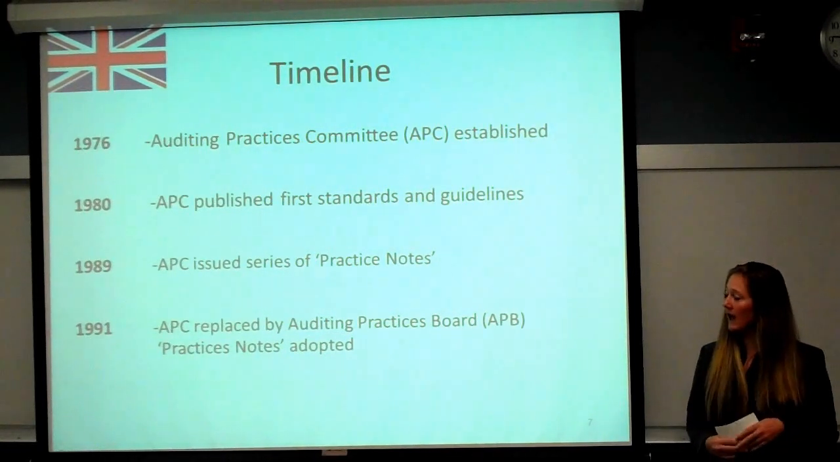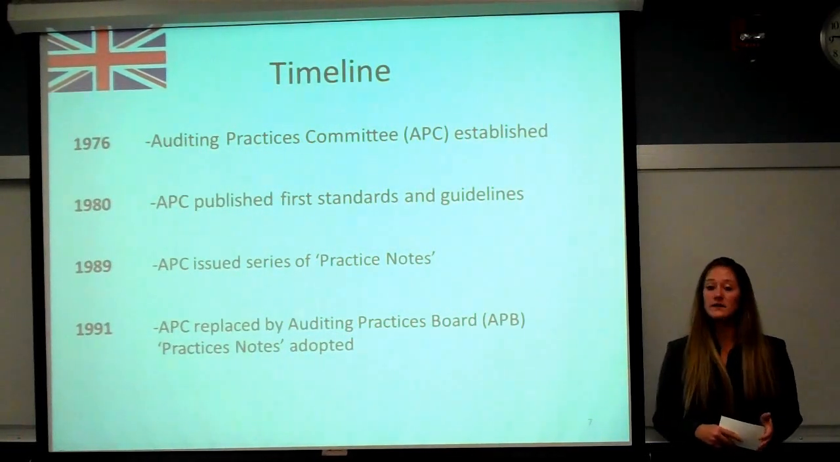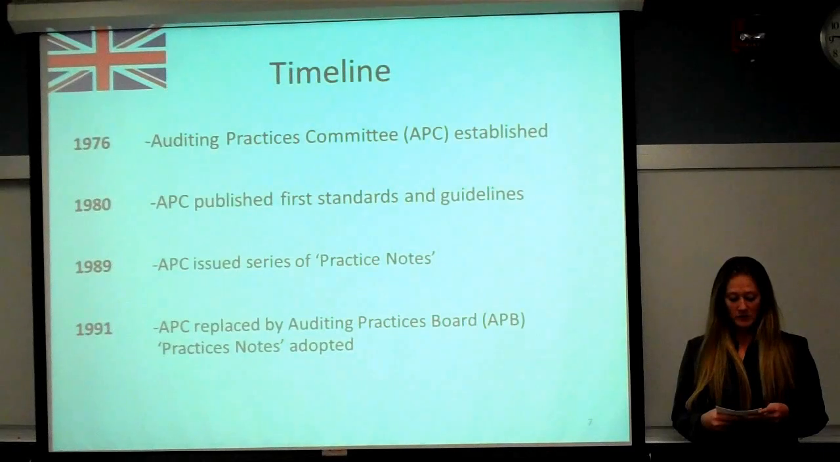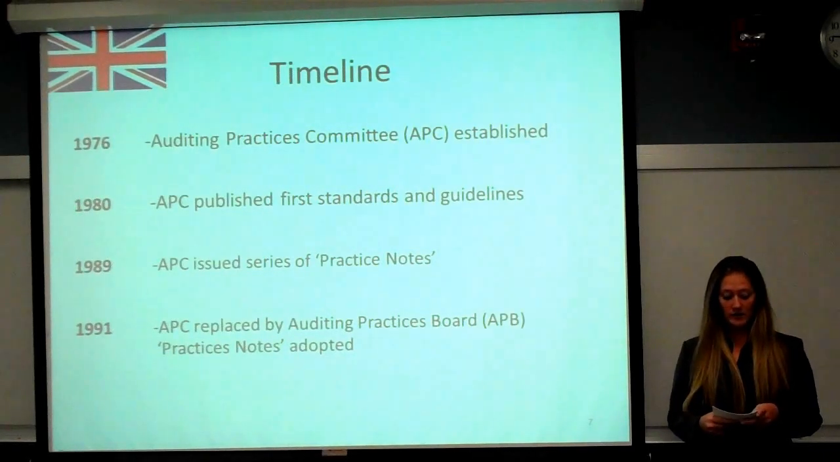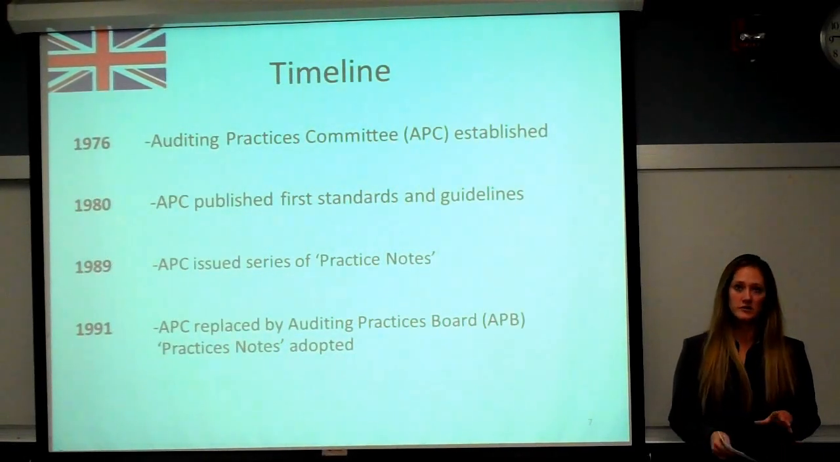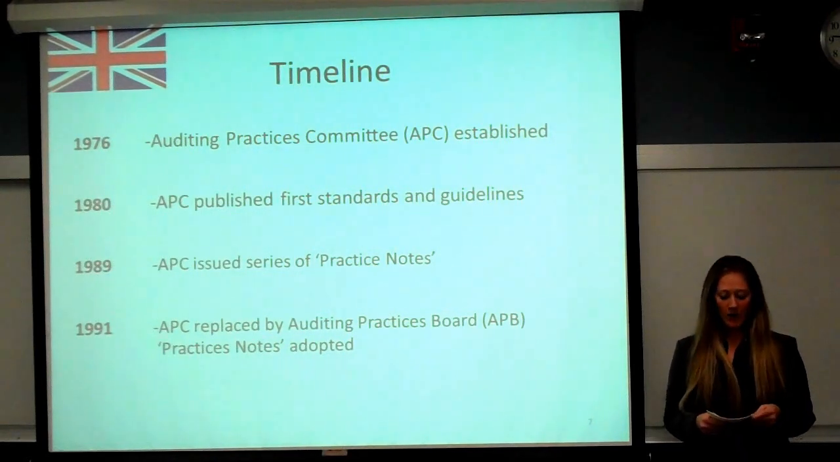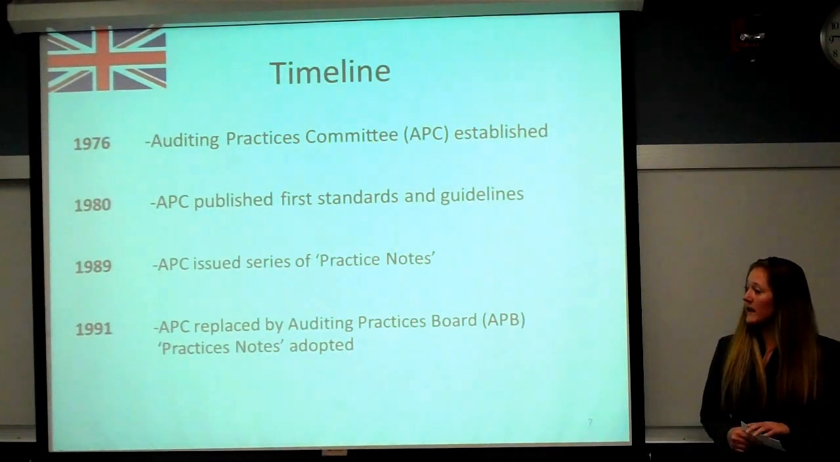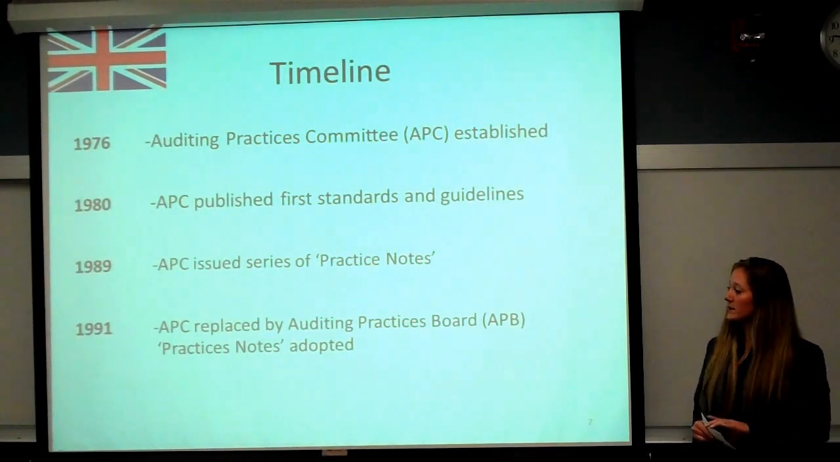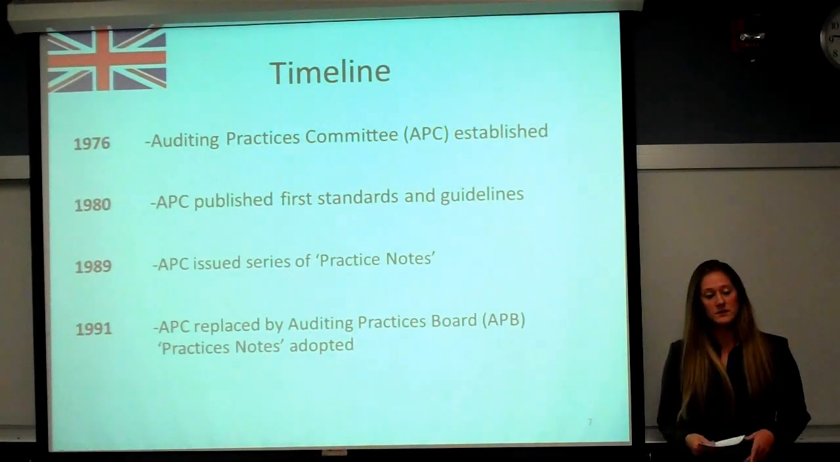In 1989, the APC issued a series of practice notes, and those were practicing guidelines to assist auditors in applying standards for particular circumstances or industries. And in 1991, the APC was replaced by the Auditing Practices Board, and they adopted the practice notes that were already put in place.